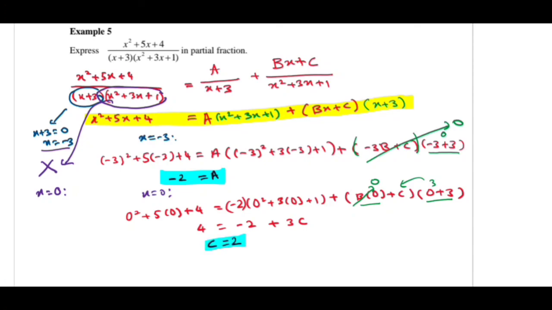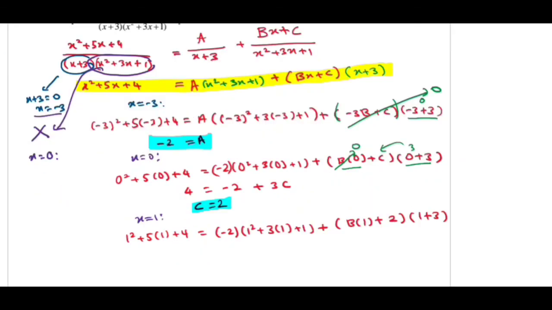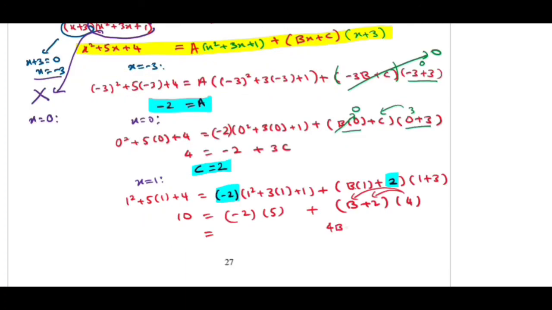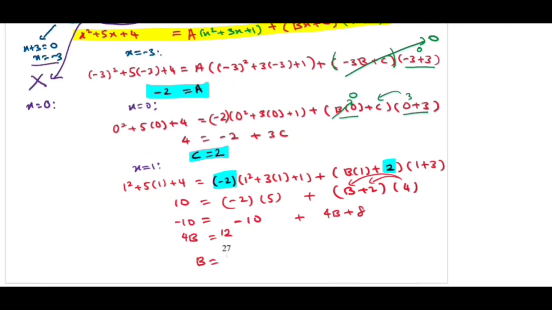Next value of x, you can choose any value, but the next easier value is 1. Notice that I have substituted the values of c and also my A. And I've substituted x equal to 1. To simplify, this is b times 1. So it will be b plus 2 and then multiplied with 4. So you have to expand this 4 into the brackets. After expansion, you find this is 4b plus 8. You will find that 4b is equal to 12, so b is equal to 3.